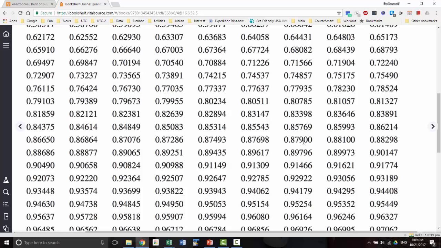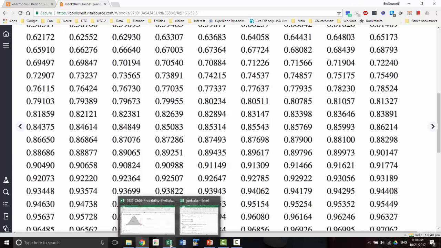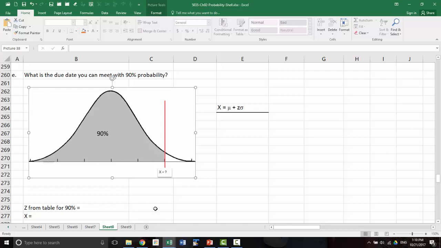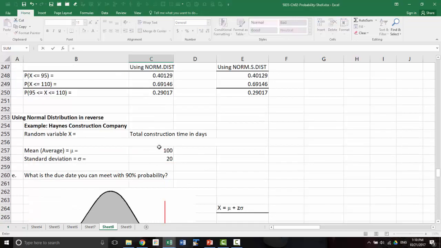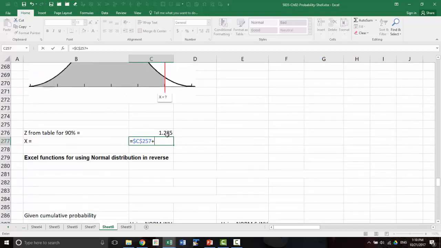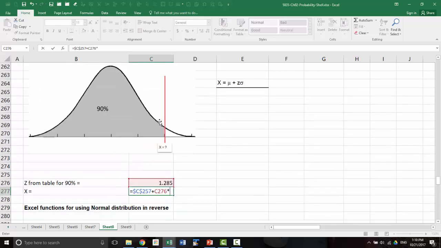For example here, if you're looking for 87.9% probability, then this is it. Or for 88% probability, well, even then it's kind of in between, so you have to use your judgment a little bit here. So I'm going to take the average between 1.28 and 1.29 and use 1.285 as the z. Then x is mu plus z times sigma.